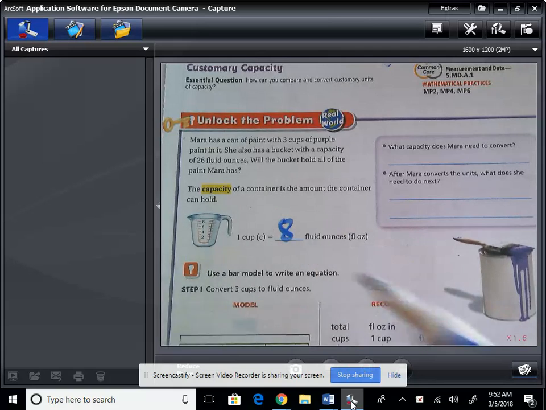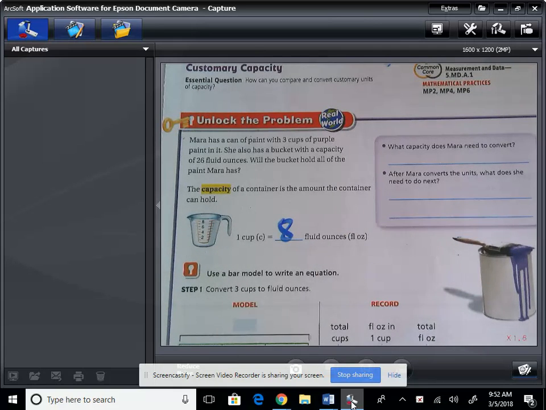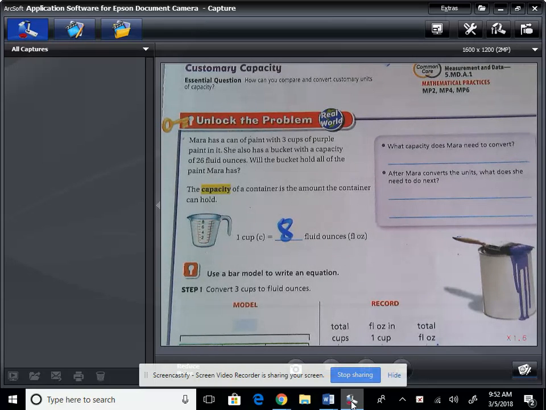So she has 3 of those. How many fluid ounces are in a cup? There are 8, and we have 24 fluid ounces. So if we compare, we'll write greater than, less than, or equal to. So 24 fluid ounces is less than 26 fluid ounces.